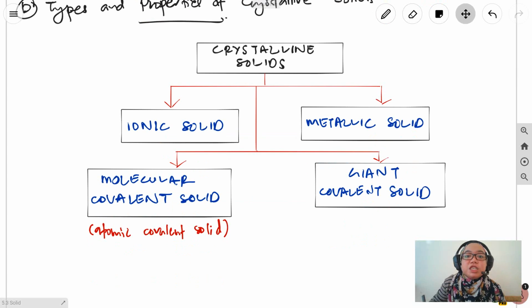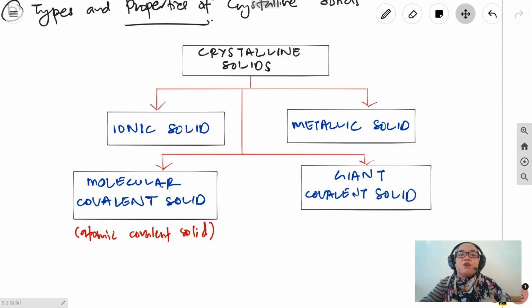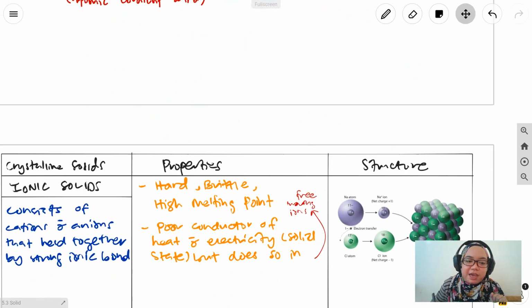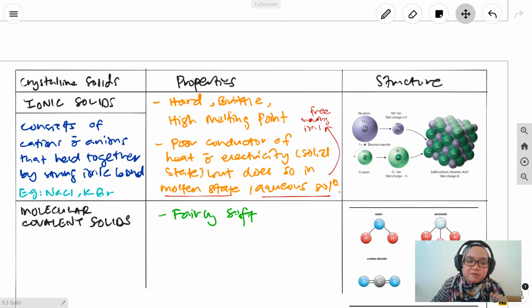So now we are going to look at all these 4 crystalline solids: how they are formed, what the properties of the solid are, and what the structure of the solid is. So without further ado, let's get started. Okay, so let's look at the ionic solid first.